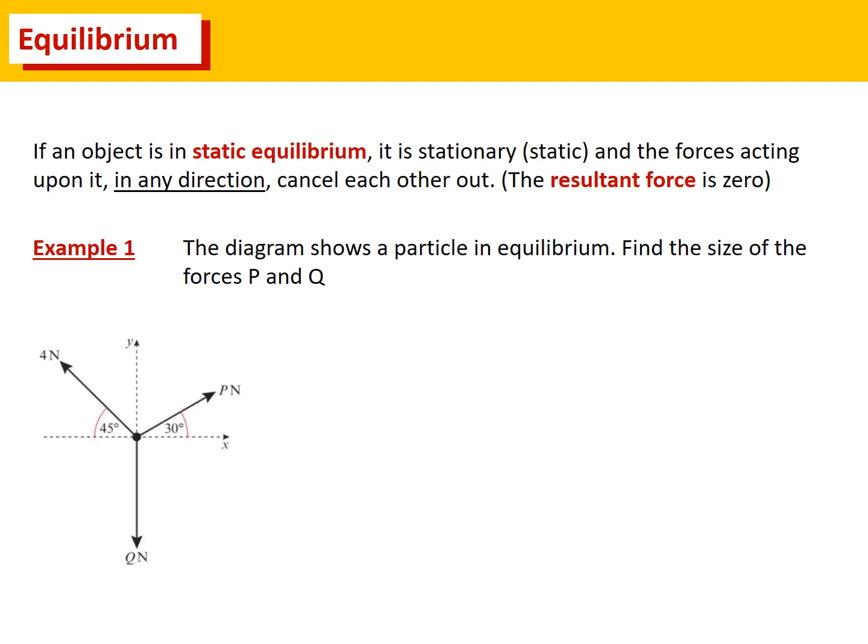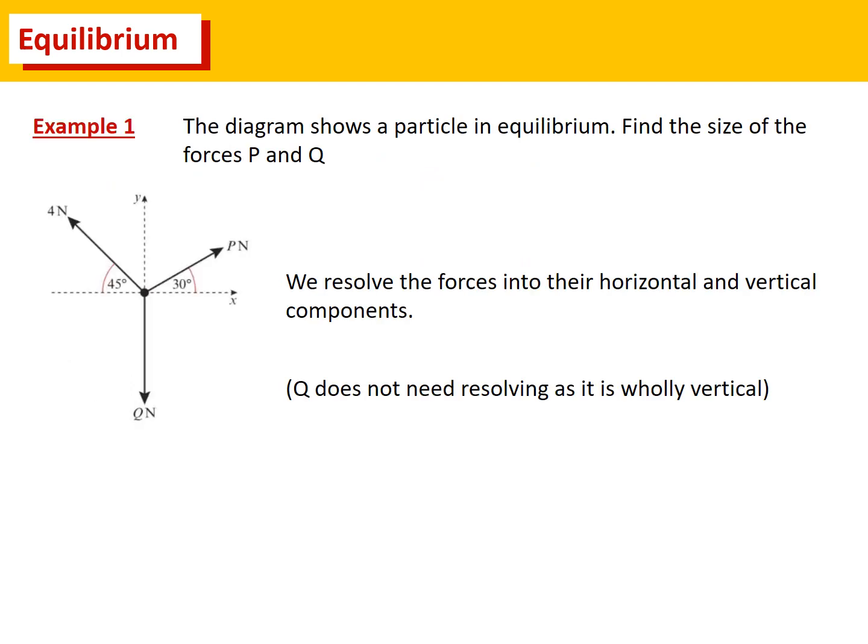So here's example 1, and we have a vertical force Q, so we're going to leave Q alone, and we're going to resolve the P newtons and the 4 Newton force into its horizontal and vertical components. How to do that was shown in a previous video, but I'll go through the process again here. So as I said, we don't need to do anything with Q, we're just resolving the 4 newtons and the P Newton force.